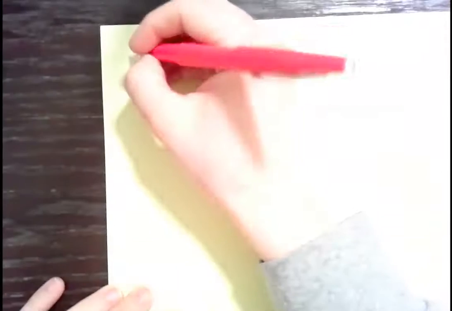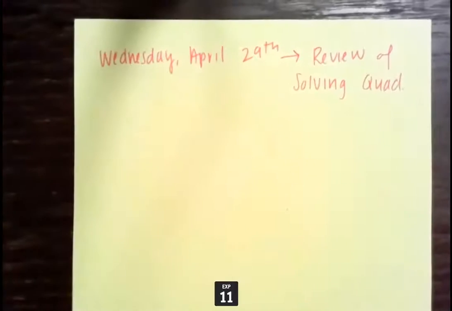all right, I'm just going to write the date down here. What is the date today? The 29th, 28th? What do we know, folks? What is the date? Wednesday, 29th. Okay, I'm just going to write that quick. Wednesday, April 29th. Review of solving quadratics. And then abbreviate there. Oh, you can't even read that. Let's see here. There we go.